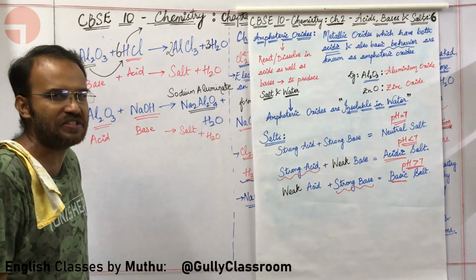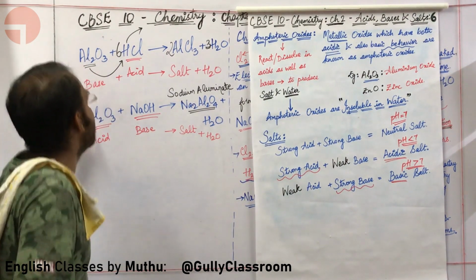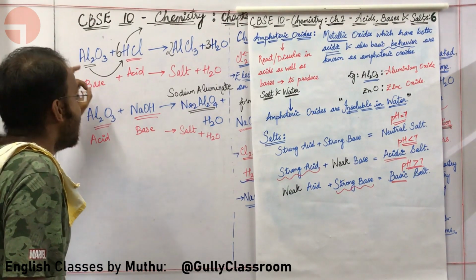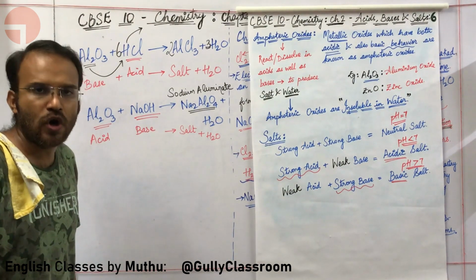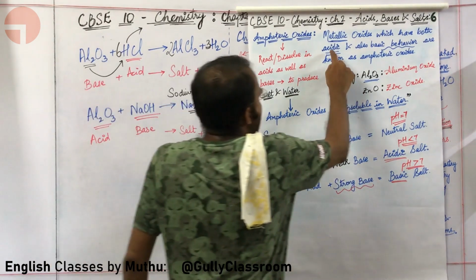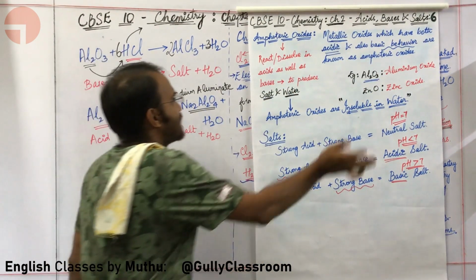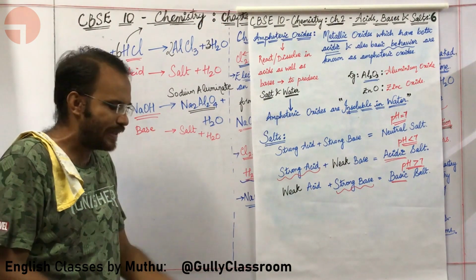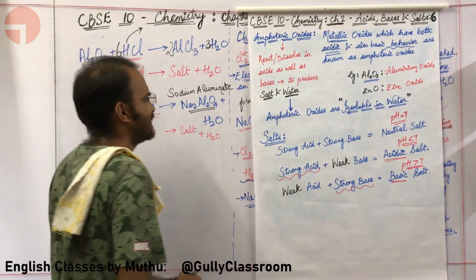Let me repeat myself. Look at the beauty of this. Aluminium oxide, when it reacts with an acid, it behaves as a base. Aluminium oxide, when it reacts with the base, it behaves as an acid. So, aluminium oxide has the properties of both acidic and basic. Such oxides are called as amphoteric oxides. Are you able to understand this particular idea? Can we look at another example? What is the other example?